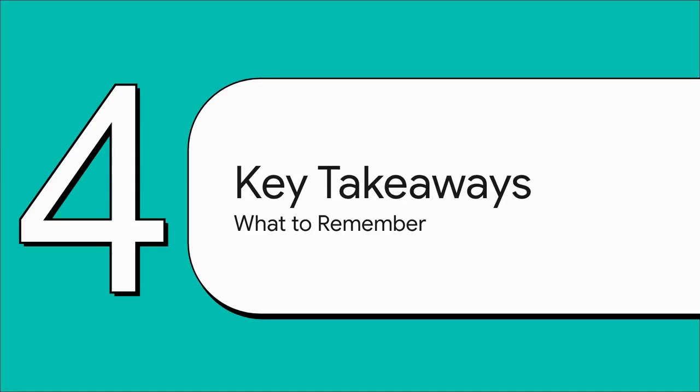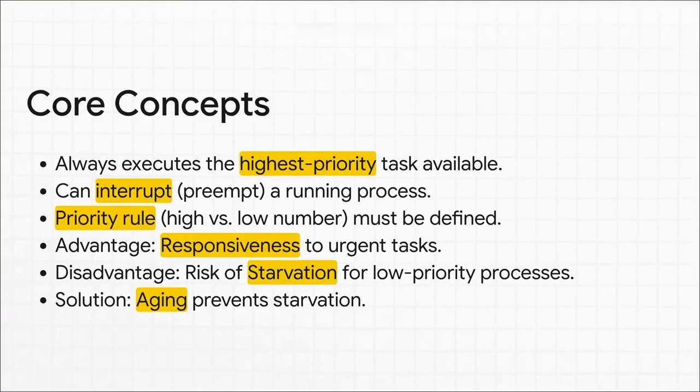Okay, that was a pretty deep dive. So let's just pull back for a second and recap the absolute key takeaways from all of this. So, if you remember anything, remember this. 1. It's all about running the highest priority task, period. 2. Its secret weapon is preemption, the power to interrupt a running process for a more important one. 3. The big win here is responsiveness. The system feels fast because it handles urgent stuff immediately. 4. The big danger is starvation, where low-priority tasks could wait forever. And 5. The elegant solution to starvation is aging, where processes get more important the longer they wait.